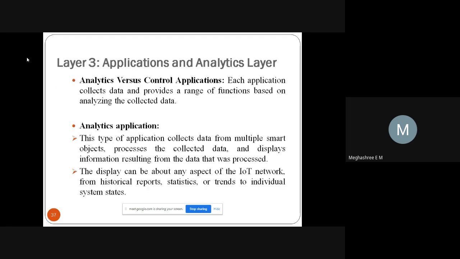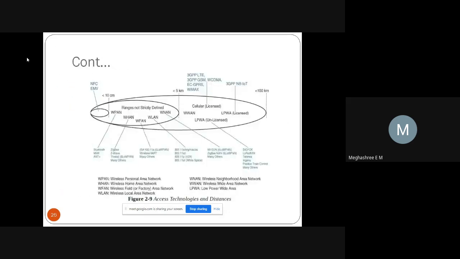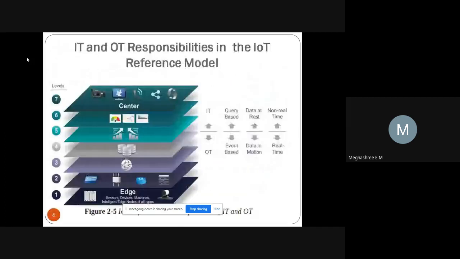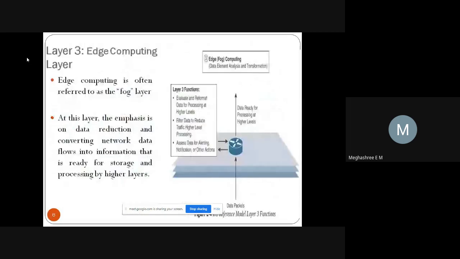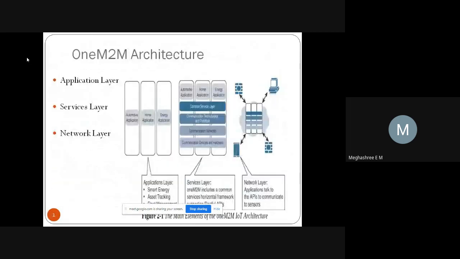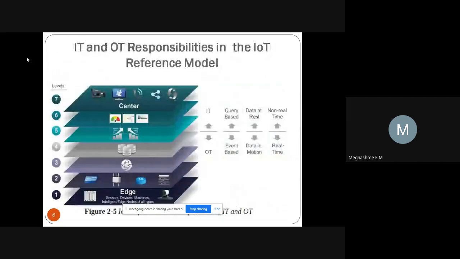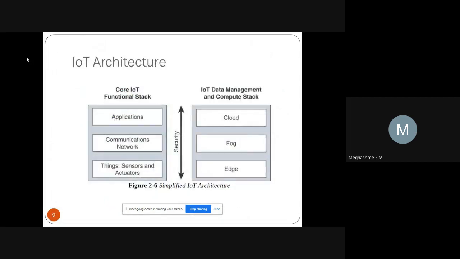So that is here. I forgot to display that. Yeah, this is the first architecture we discussed. This is the second one. Then we discussed all the functions of each layer. And this is the simplified IoT architecture, where you can see all the seven layers are reduced and three layers are formed. And you can see this framework has two parallel stacks.